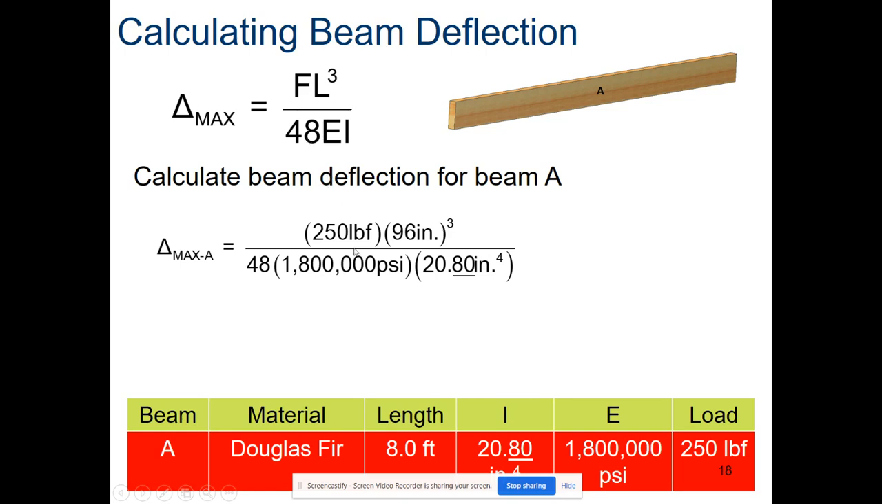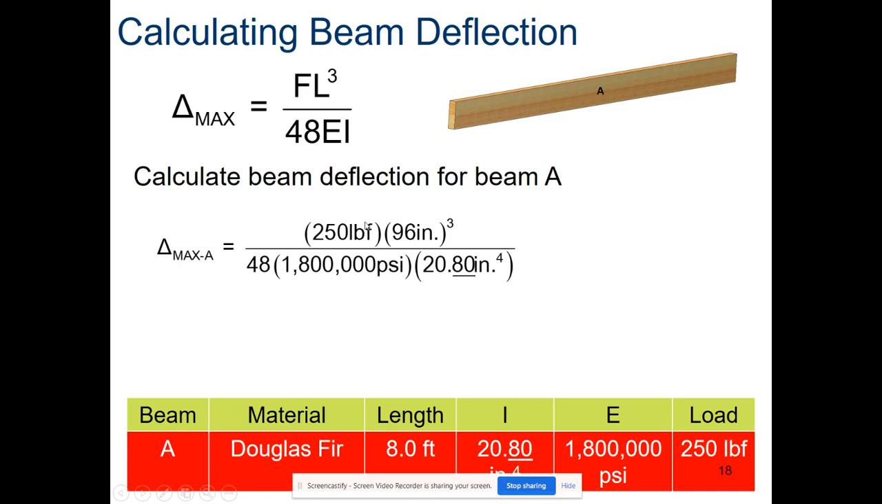And again, we're not going to worry about where that comes from right now because that's beyond the scope of what we know how to do mathematically. But then we plug in our modulus of elasticity, which is 1.8 million. So 1,800,000 psi. And then our moment of inertia is 20.8.